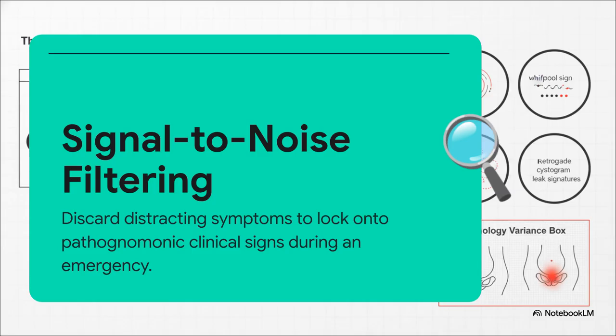And this requires signal-to-noise filtering. Now, the noise is all that distracting history, the vague timeline or that minor bump they had 2 days ago. But the signal is the pathognomonic clinical sign staring you right in the face. If you can learn to separate the two, you'll never get tripped up on the wards.